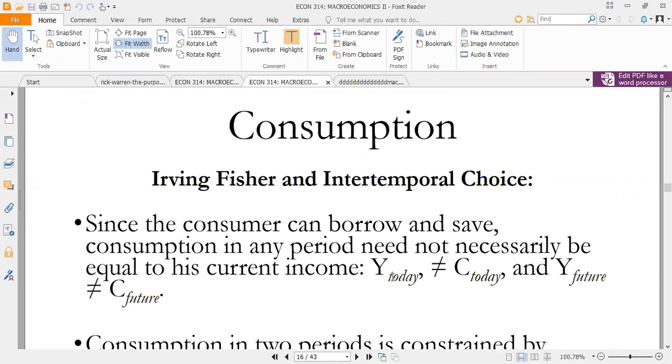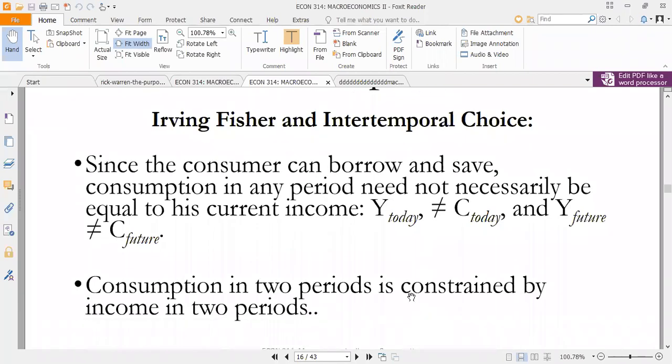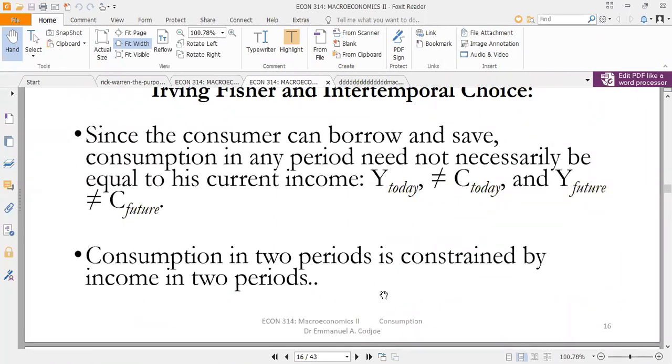So because the person can save and borrow in any of these 2 periods, it's not compulsory that income should be equal to consumption in any of the 2 periods. So in the current period, consumption can be more than income. In the next period, too, consumption can be more than income, or vice versa. But the consumption in both periods is constrained by your income in the 2 periods.